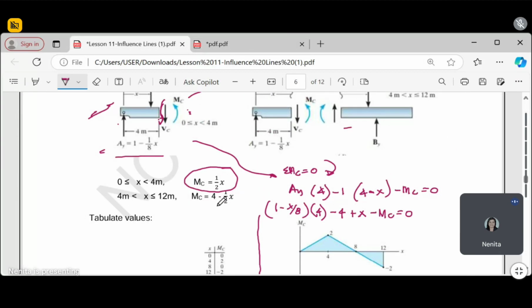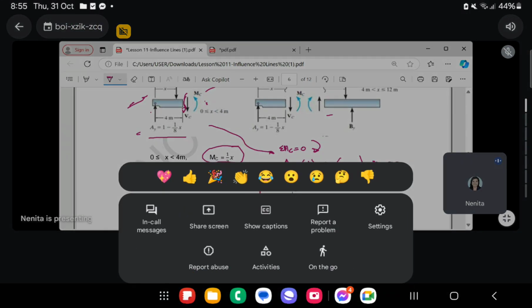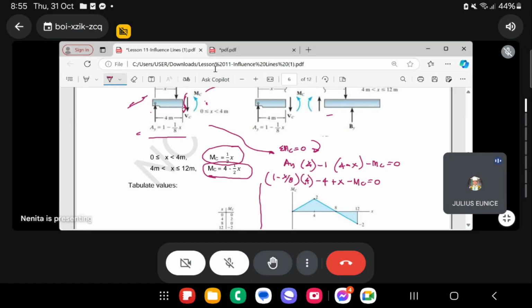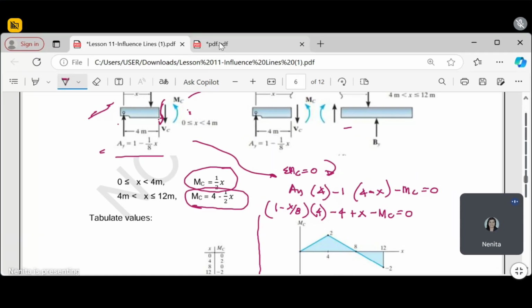Tingnan nga natin. Correct? Because 4x over 8 is 1 half x. Nakuha niyo, class? Why we have this? Yes, ma'am. Okay. So, therefore, MC lang naman ang kukunin natin.